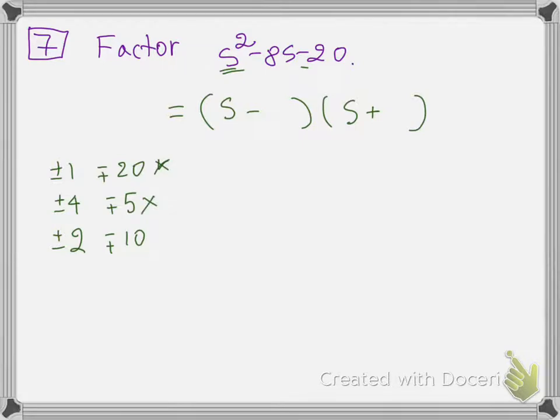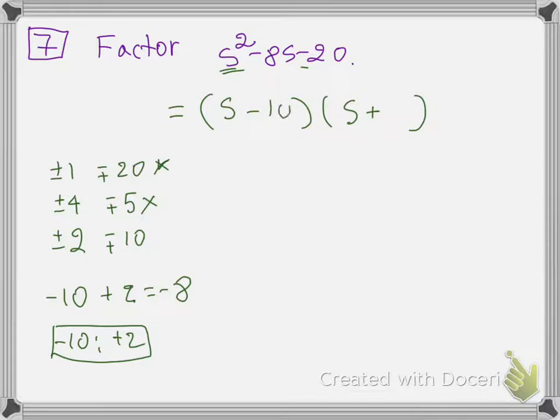So if we take 2 and 10, if we take negative 10 plus 2 equals negative 8. So negative 10 and positive 2 are the two numbers we're looking for. So then we have s minus 10 and then s plus 2. Let's check this real quick.